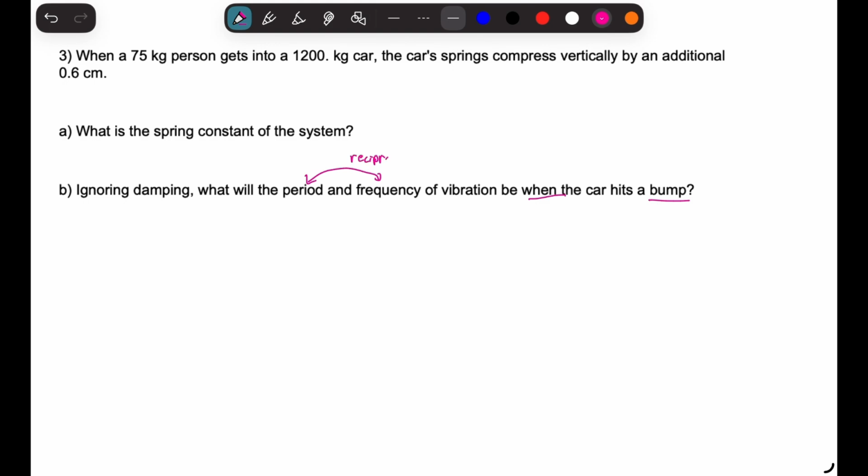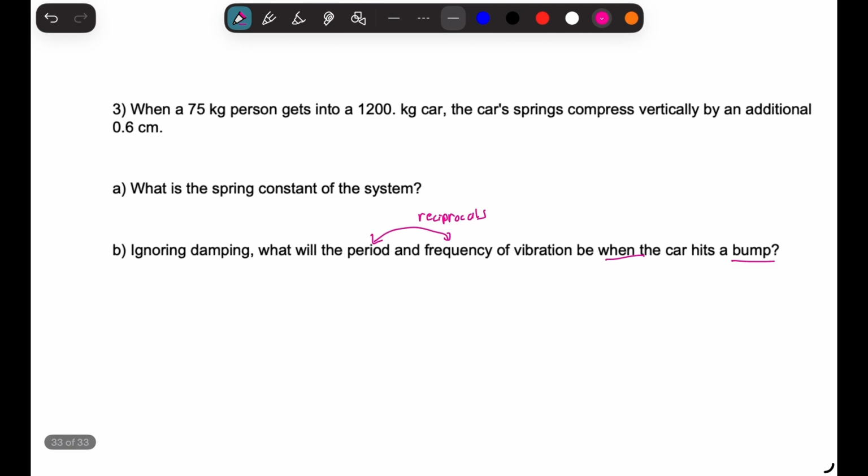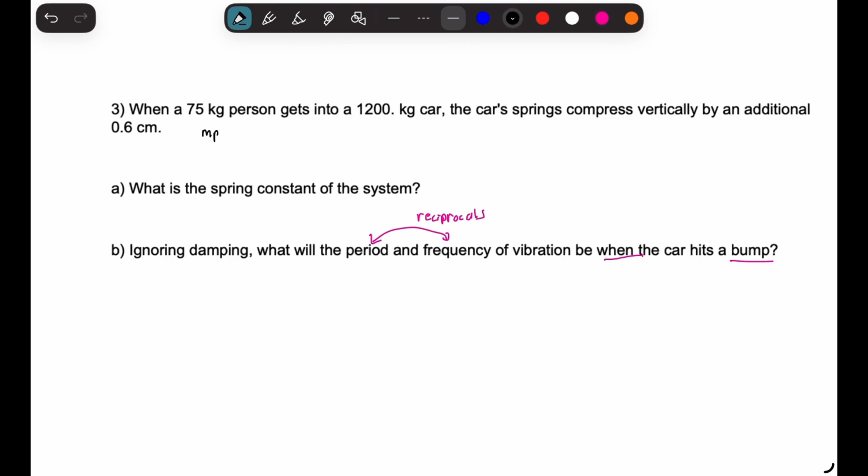These are reciprocals. So let's write down what we were given. We have the mass of the person, 75 kilograms, mass of the car, 1,200 kilograms, x is equal to 0.6 centimeters. Now converting that to meters, that would be 0.0060 meters, and g is 9.8 meters per second squared.